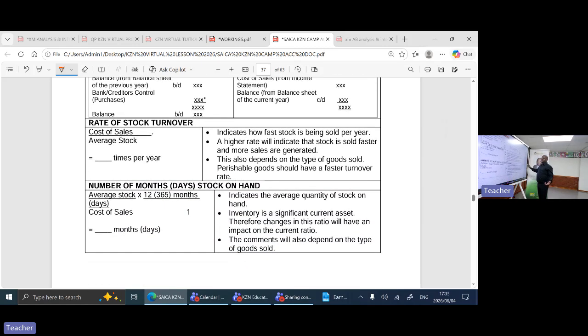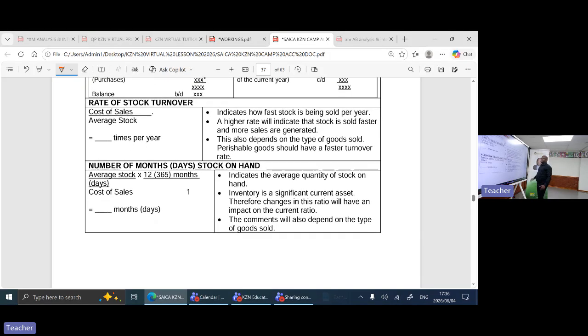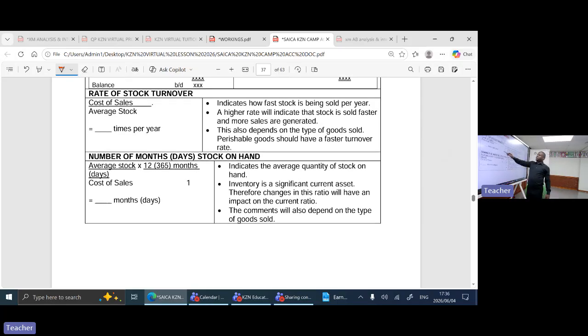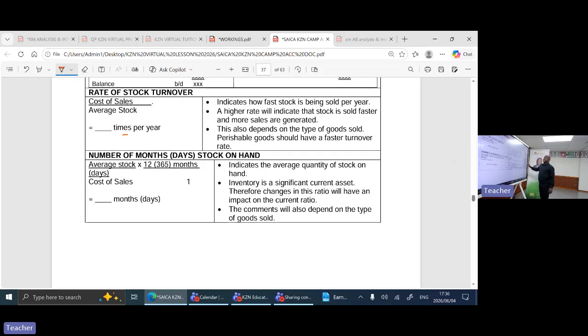And then the stock turnover rate. How fast is our stock sold per year? So it's the number of times the stock is sold per year. So it's cost of sales over average stock. Average stock is stock at the end of last year plus stock at the end of this year. You divide by 2 to get the average. And then the number of months stock on hand.